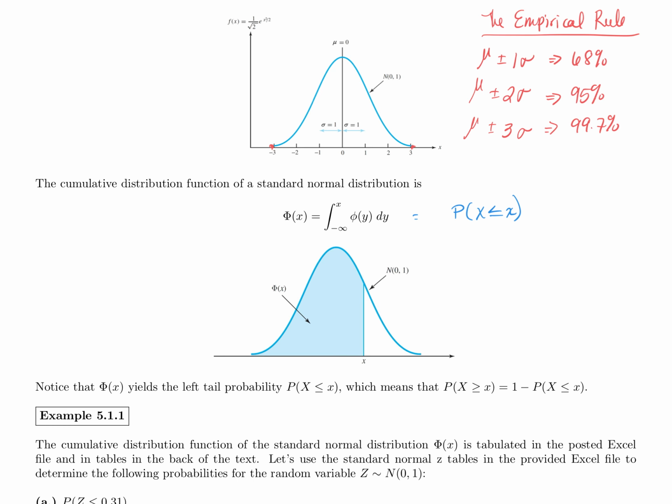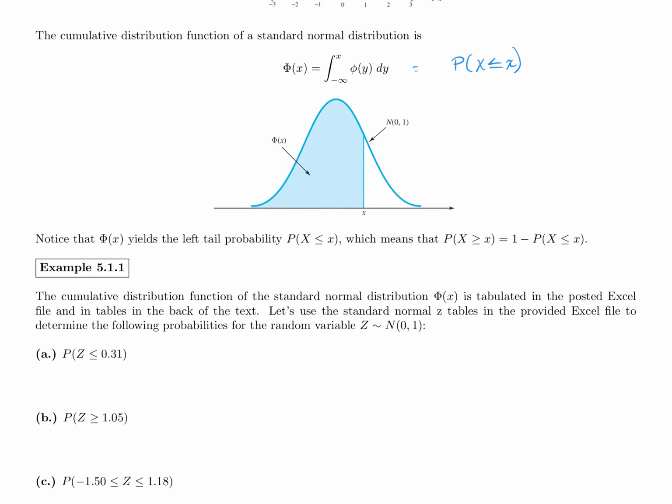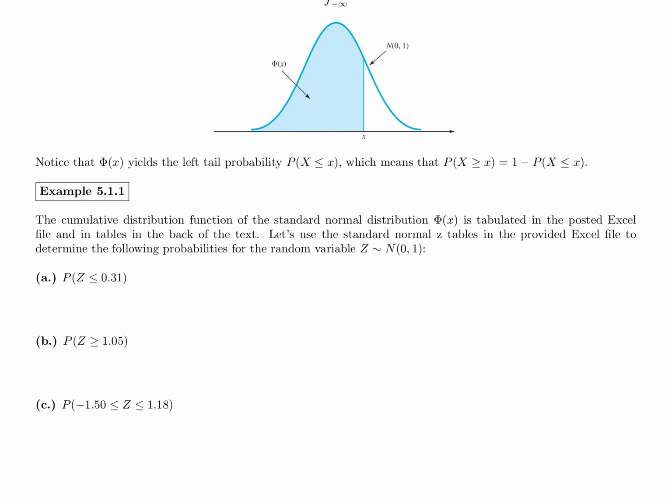So if we notice then our area down here, we notice that big phi of x, or our CDF, yields the left tail probability, P of X being less than or equal to some value that we give it, little x, which means the probability that X is greater than or equal to x is 1 minus the probability that it is less than or equal to x, right? So again, we've seen that before. And so we're going to look at some results using the standard normal.